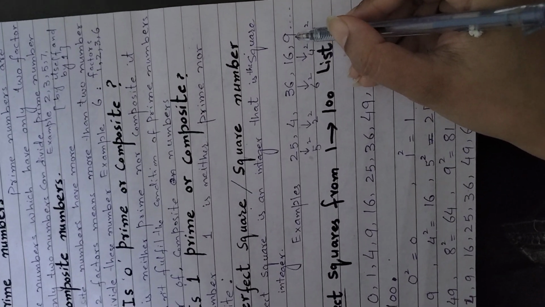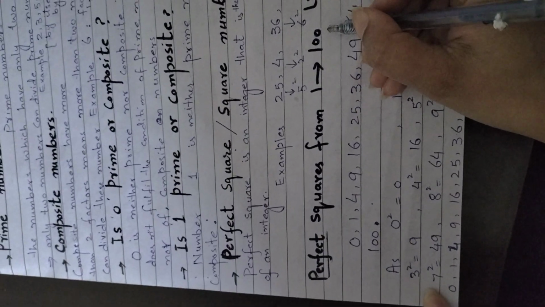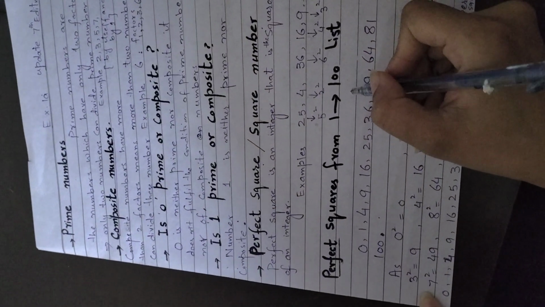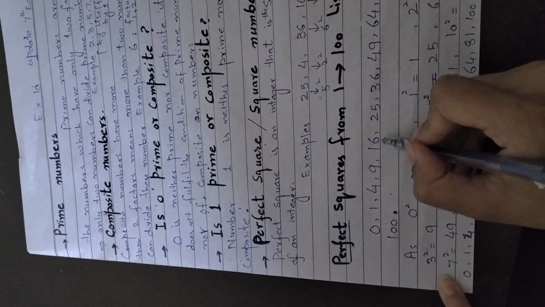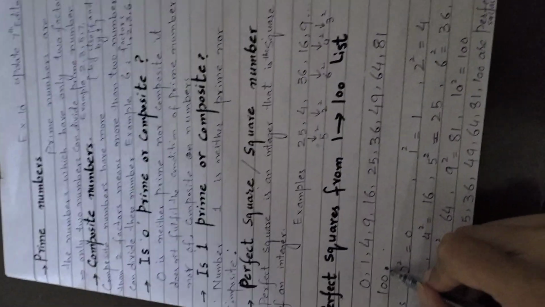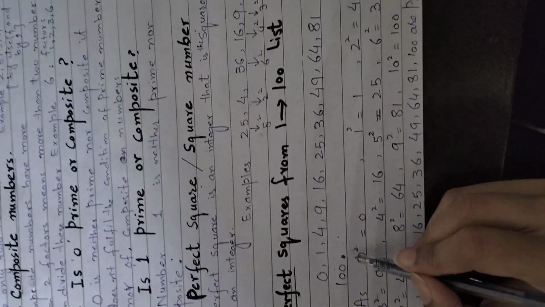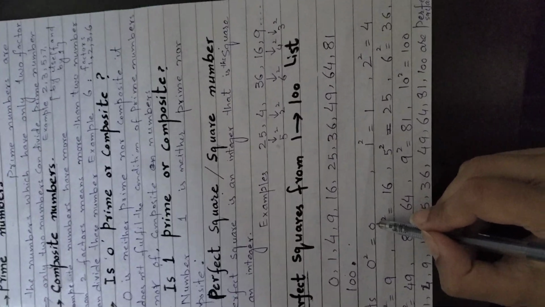are the perfect squares. So here is a list of the perfect squares from 1 till 100, and we have to memorize at least the perfect squares from 1 till 100: 0, 1, 4, 9, 16, 25, 36, 49, 64, 81 and 100. All these are perfect squares because they can be written as a square of an integer. Like 0 can be written as 0 multiplied by 0, or 0 squared is 0.